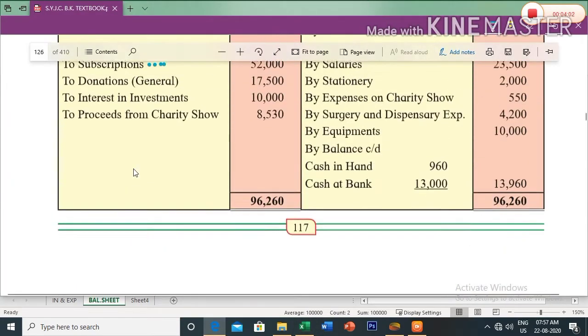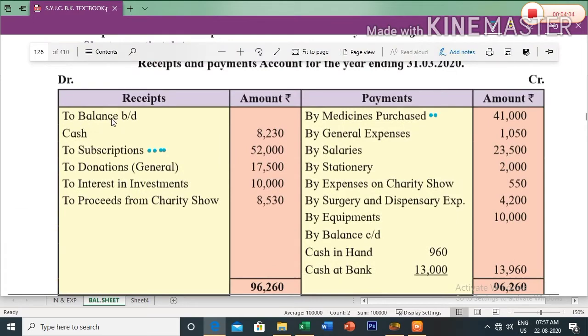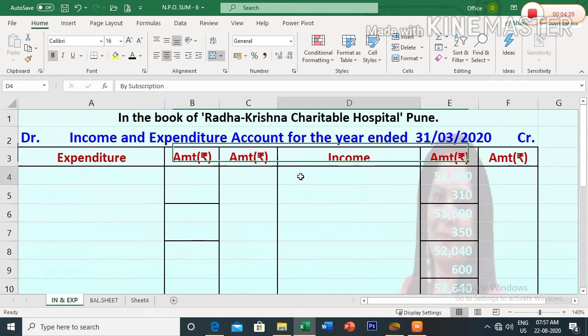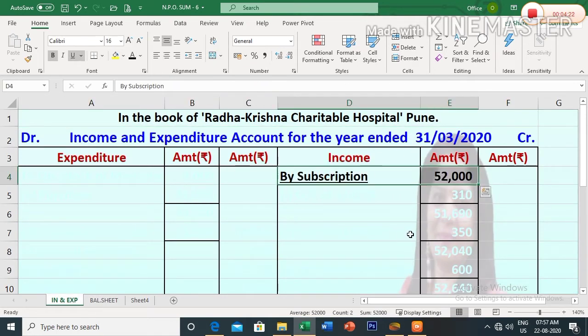Let's start recording all these receipts. This is the opening cash balance which will not be recorded. It will be recorded in the opening balance sheet. Subscription 52,000. This is the receipt. So this is the income for the hospital. So in income and expenditure account, credit side, that is income side, you have to record by subscription 52,000.